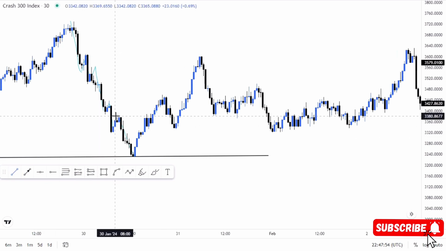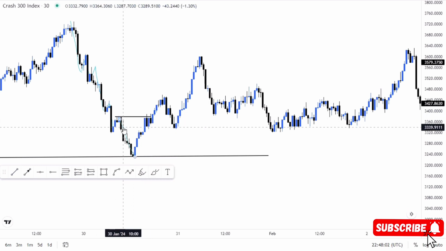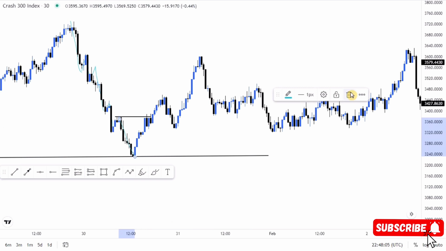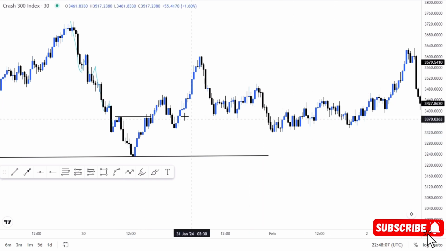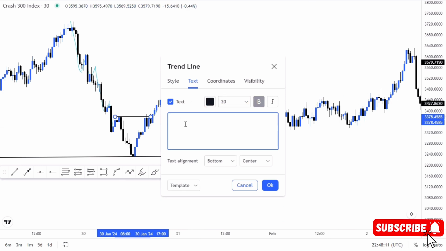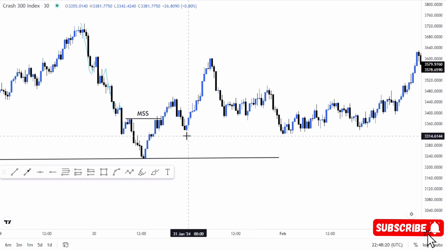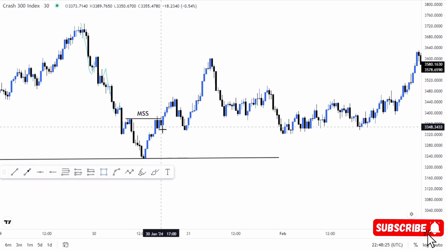Okay, so right here we have a break of that area, which indicates what? Market structure shift. So that means our bias of this market is no longer to the downside, so we'll be looking for buying opportunities. All right, let me just write that out and put it at the top. This is perfect, guys. This is actually perfect. Now let me mark my supply zone.